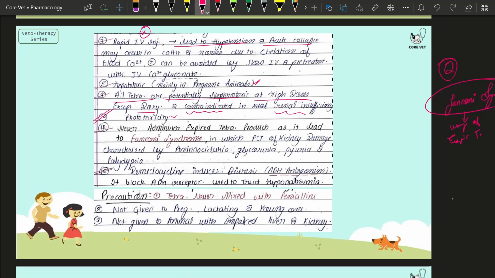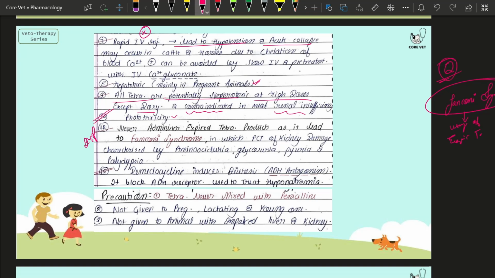Okay, so which class of drugs shows Fanconi syndrome? Okay, so Fanconi syndrome is quite important from the objective point of view. Okay, so just remember this particular syndrome. It's quite important which class of drug shows the Fanconi syndrome. So the answer is tetracycline, right?